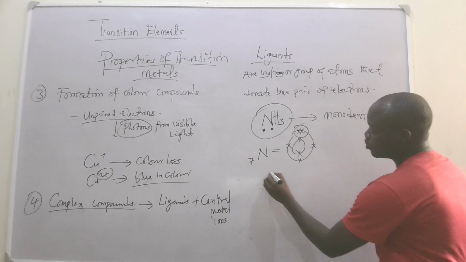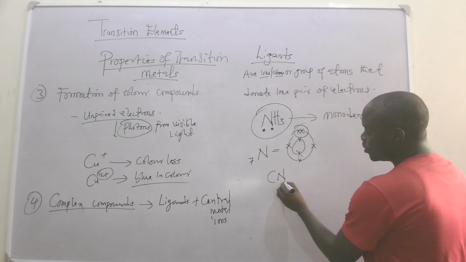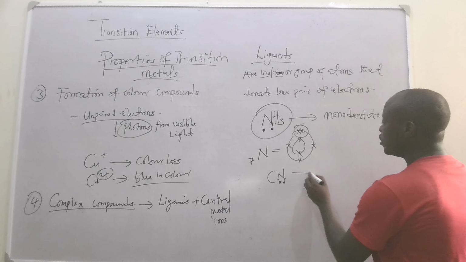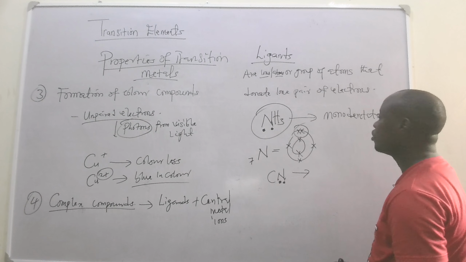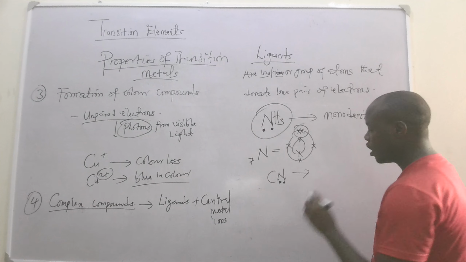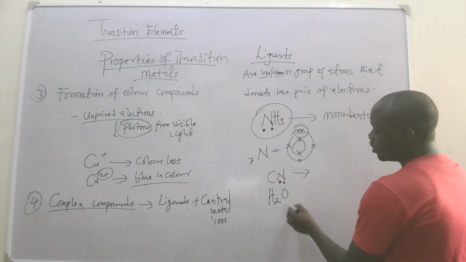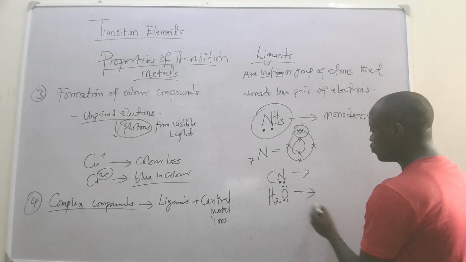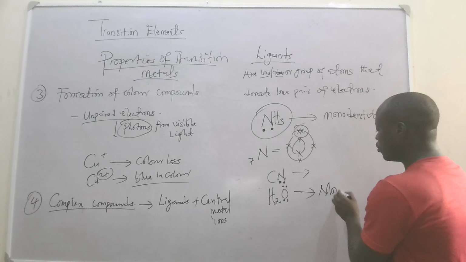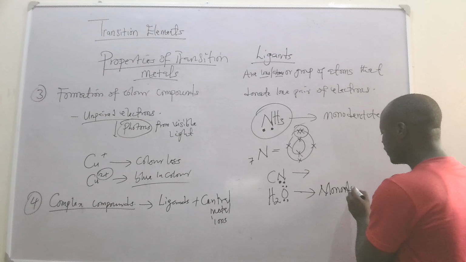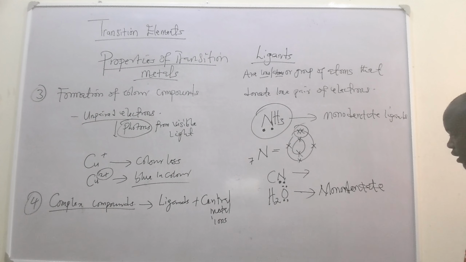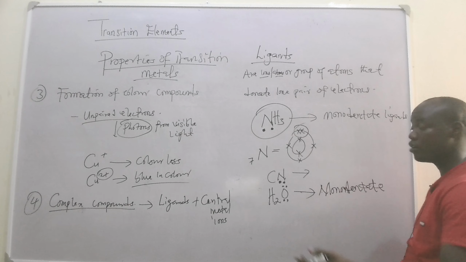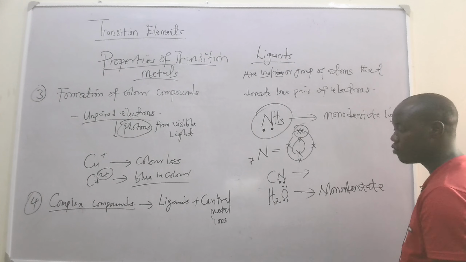Also, if you take cyanide, CN, the nitrogen here has a lone pair of electrons. It is also another example of a monodentate ligand. We have water, H2O. The oxygen has 2 lone pairs of electrons, but it donates only 1. It cannot donate all the 2, so it is also another example of a monodentate ligand. So ladies and gentlemen, these are the different types of ligands that we have, and they donate different lone pairs of electrons.